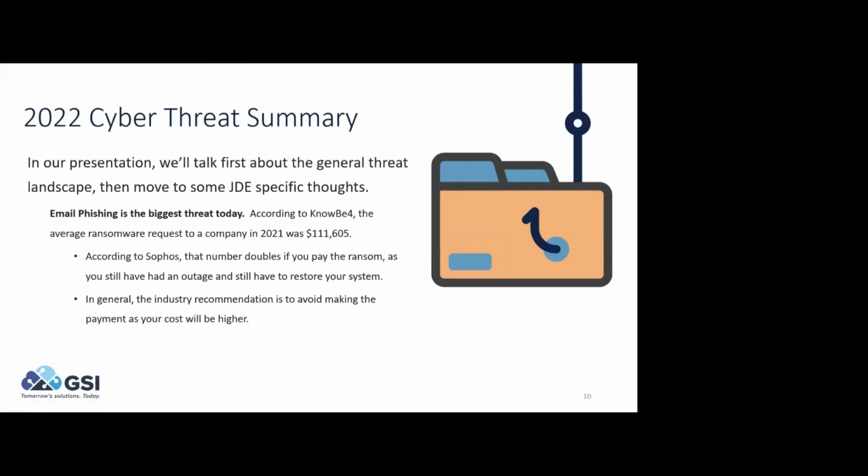So we'll talk about the general landscape, then we'll move into specific thoughts. Email phishing. According to KnowBe4, the average ransomware request in 2021 was around $111,000. I believe that number is actually higher now. It goes up all the time. It doubles if you pay the ransom, as you still have an outage and still have to restore your system. Also, the general industry recommendation is to avoid making the payment, as your cost tends to increase.